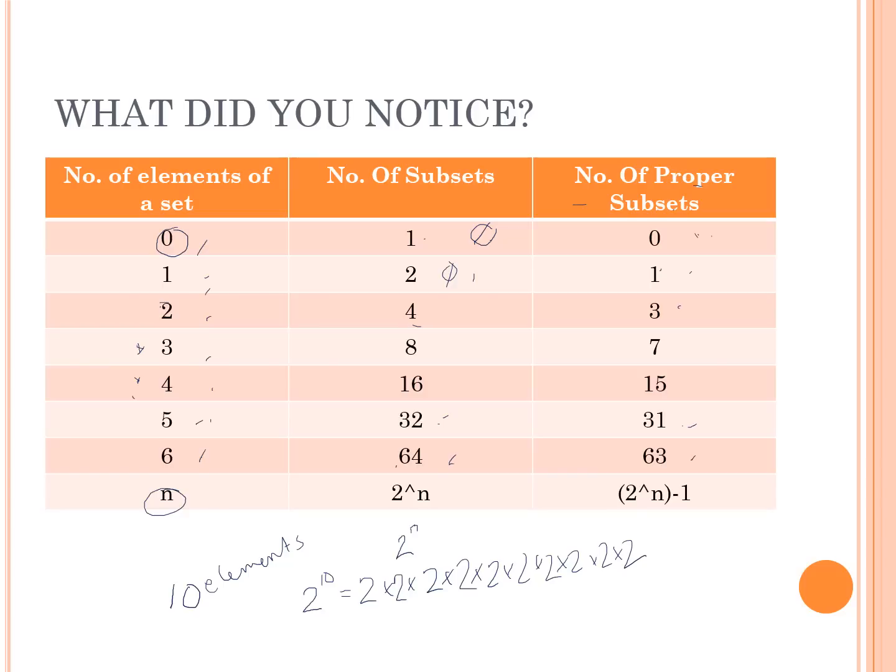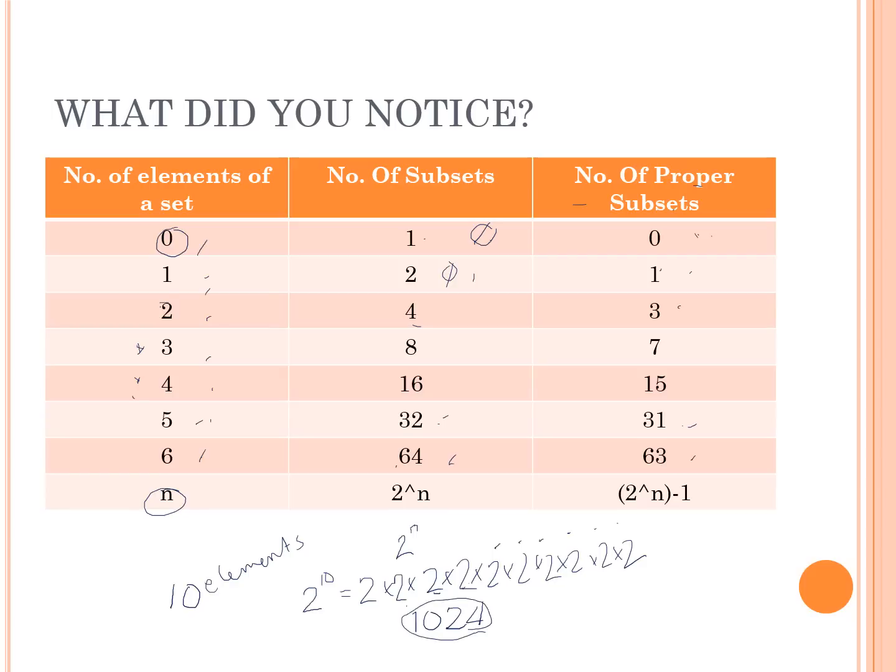If you are going to solve that, we have 2 times 2, 4. 4 times 2 is 8. 8 times 2, 16. 16 times 2 is 32. 32 times 2 is 64. 64 times 2, 128. 128 times 2 is 256. 256 times 2 is 512, and 512 times 2 is 1024. That means that a set having 10 elements has a total number of subsets of 1024.